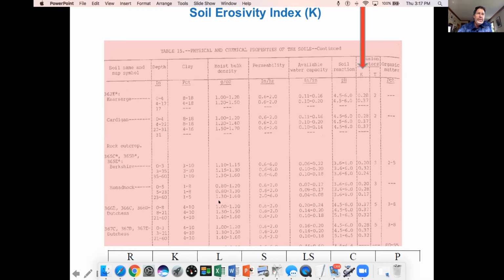So what I often do is I always go to the B horizon. If I look at the Monadnock soil here, here's the Monadnock. Here's the B horizon, the middle set of numbers. That's how thick it is. Right there is the K value. So the K value for this Monadnock soil is 0.28.